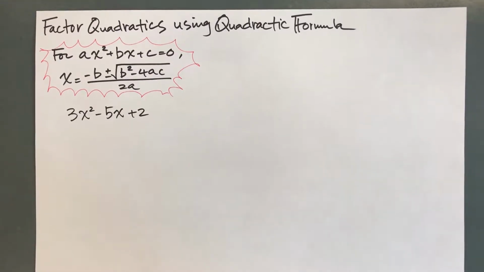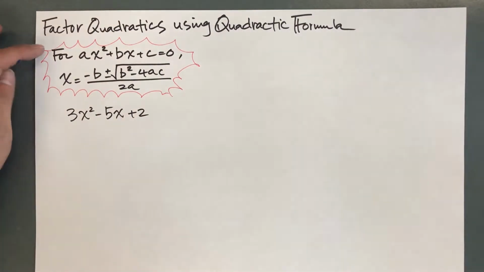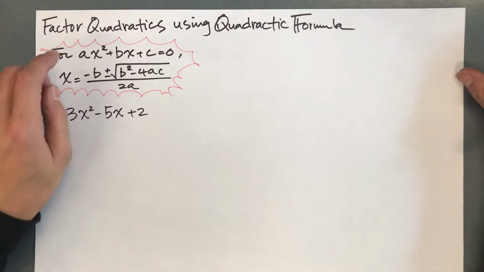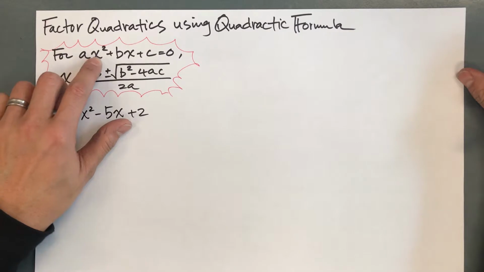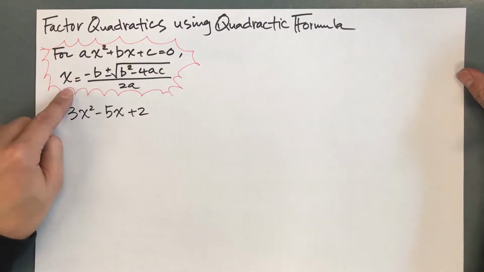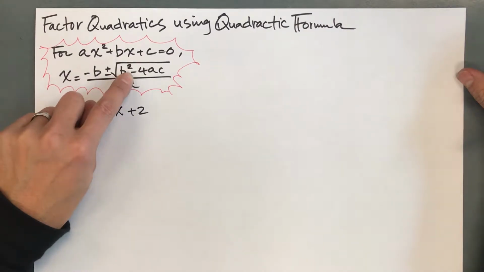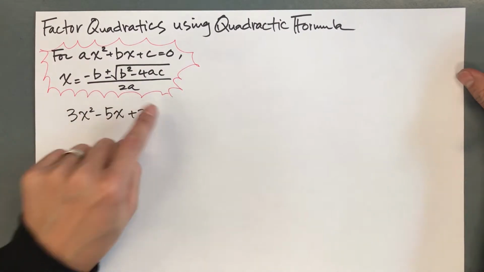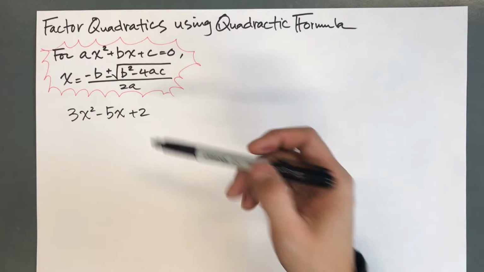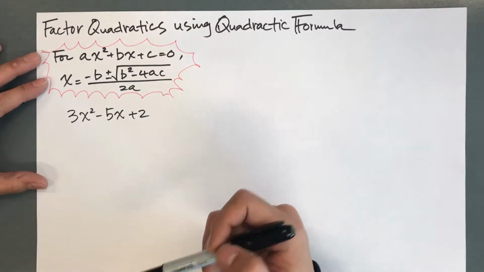Factor quadratics using the quadratic formula. So we learned that for ax squared plus bx plus c equals 0, then x is equal to negative b plus or minus the square root of b squared minus 4ac, all over 2a. So let's factor this expression using the quadratic formula.